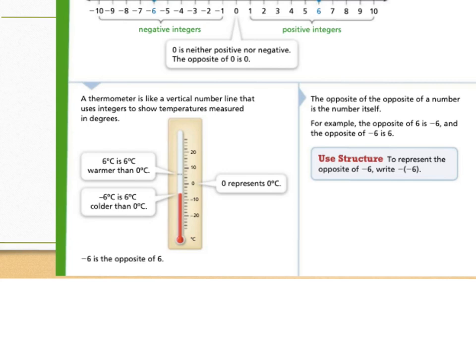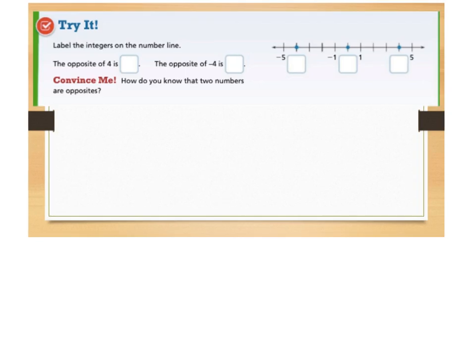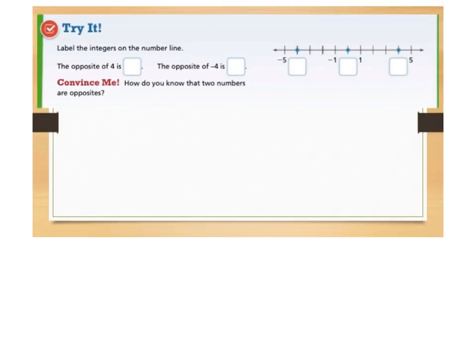The opposite of a number is the number itself. For example, the opposite of 6 is negative 6, and the opposite of negative 6 is 6. To represent the opposite of negative 6, write negative, negative 6. So let's look at one of these and try it. Label the integers on the number line. The opposite of 4 is, that's right, negative 4. The opposite of negative 4 is 4. Excellent job. Now we need to put these on the number line.